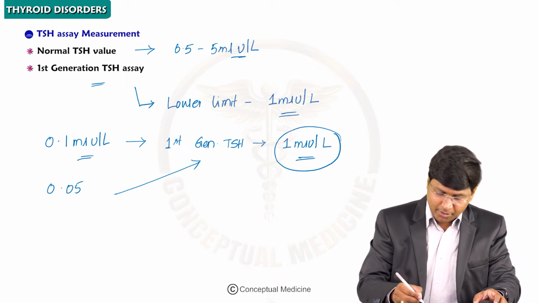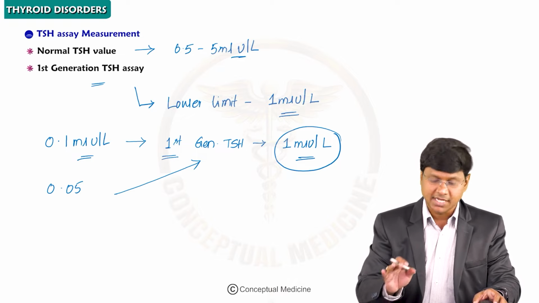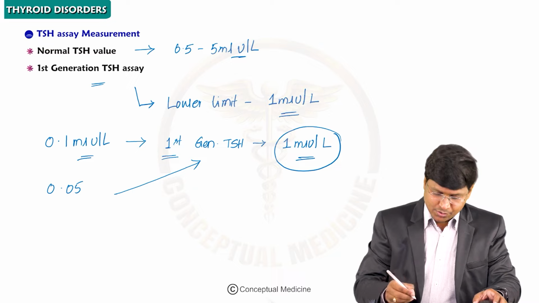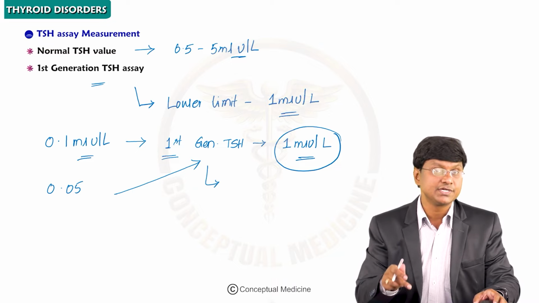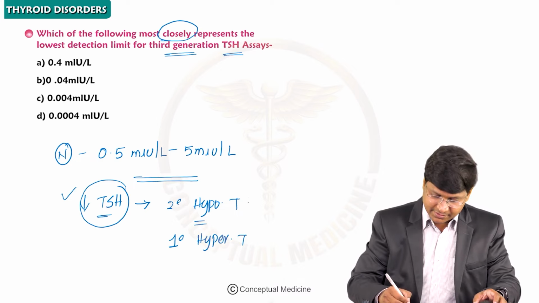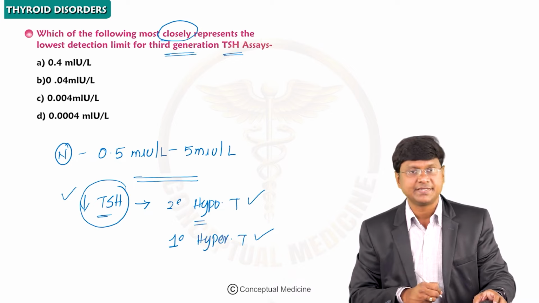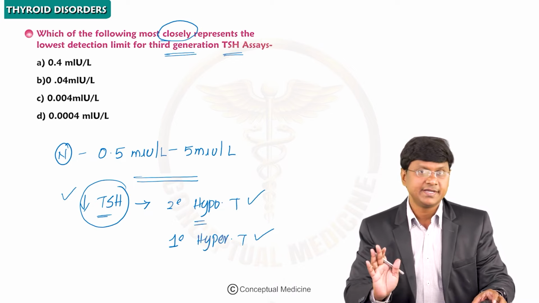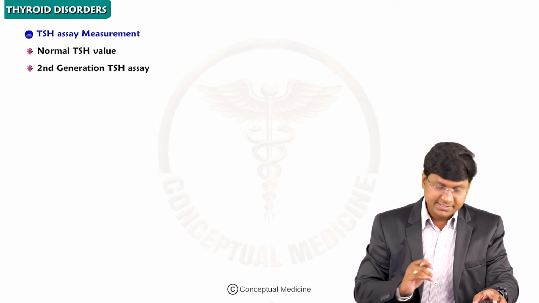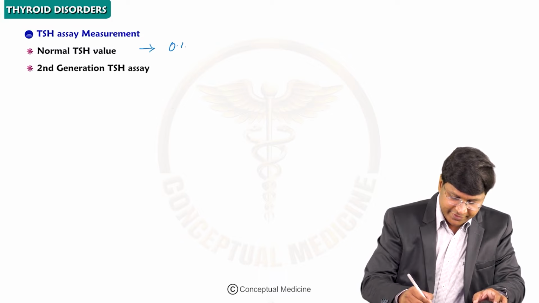That means the problem with the first generation is that the lowest it can detect is 1, not less than 1. So by the first generation TSH assay, which thyroid disorders can be missed? You will miss secondary hypothyroidism or primary hyperthyroidism. So the first generation TSH assay has been taken off. Later came the second generation TSH assay. The normal value is 0.5 to 5.